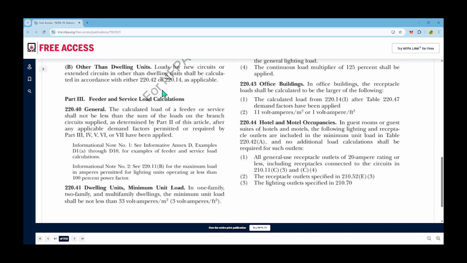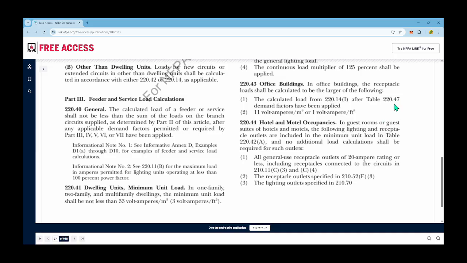And if you utilize this part and this article, 220.43 office buildings, it says in office buildings the receptacle loads shall be calculated to be the larger of the following: the calculated load from 220.14I after table 220.47, demand factors have been applied. And that's kind of what I left out. And if you were taking your journeyman exam, you're definitely going to get this question wrong. This is why I am pushing myself to go through these questions, and I might as well put it on video so that maybe more than just myself will get something out of it.